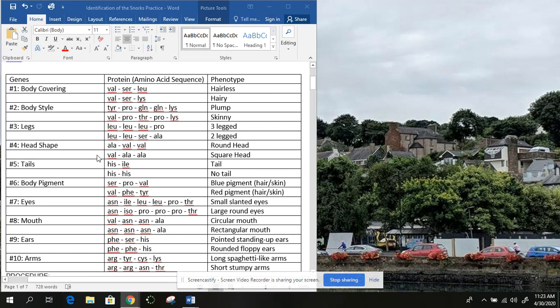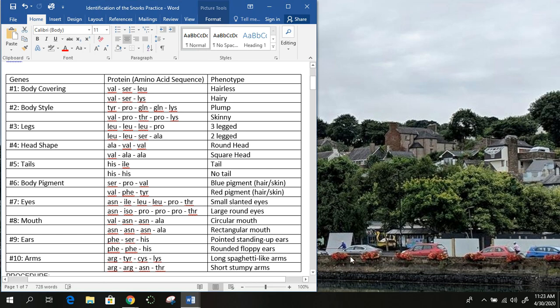Now, what I've given you is an entire chart that comprises all the different genes that are located on these chromosomes. So each of them codes for something in particular. It tells you what the protein, the amino acid sequence, should be, and then it gives you what the phenotype is. Each gene has 2 different phenotypes possible. As you know, humans have lots of different phenotypes, so this is very, very scaled down to help you out there.